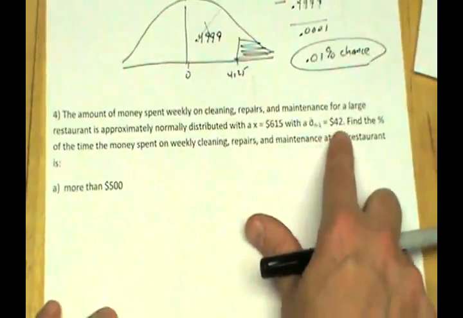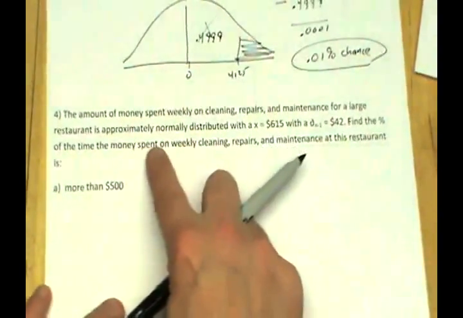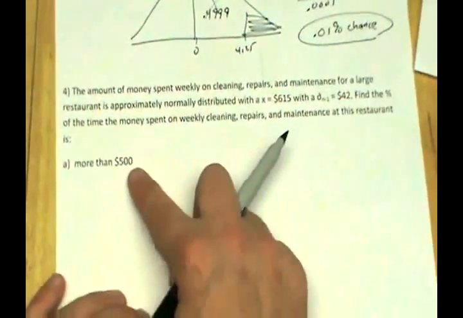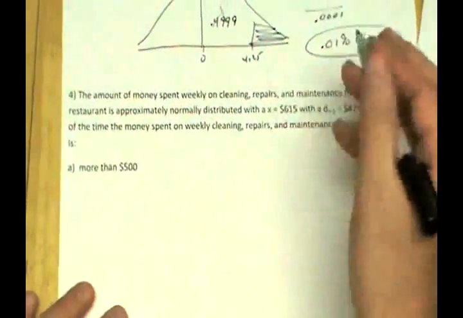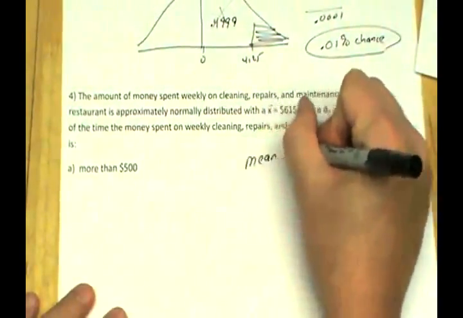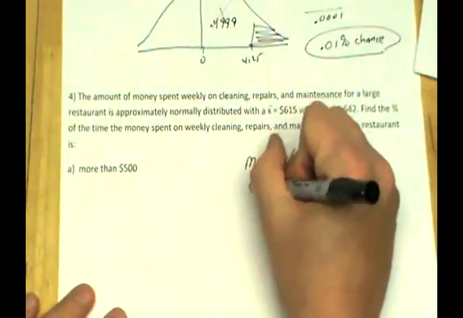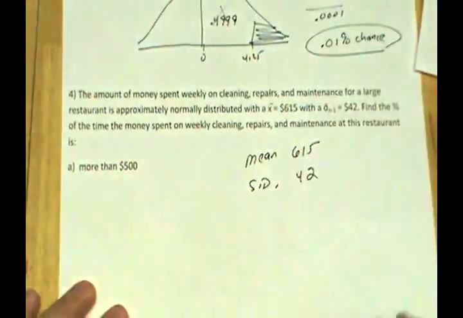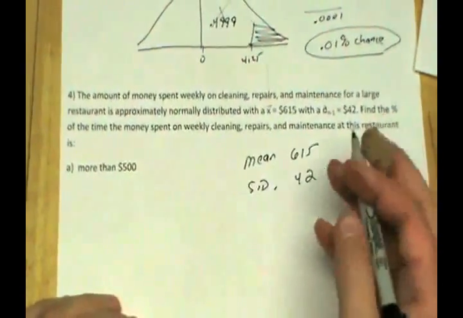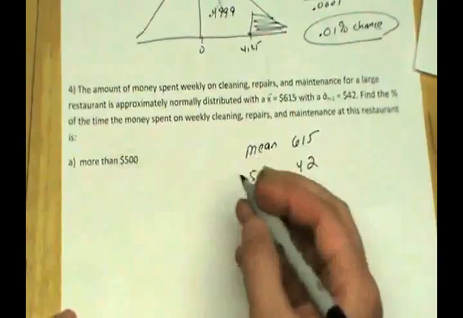Standard deviation is $42. Find the percentage of time the money spent on weekly cleaning, repairs, and maintenance at this restaurant is more than 500. So the average is $615. So the mean is $615. The standard deviation is 42, because not every week it's the same. It could change from week to week depending on repairs and maintenance and what needs to be cleaned, etc. So what's the chance that it's more than 500?